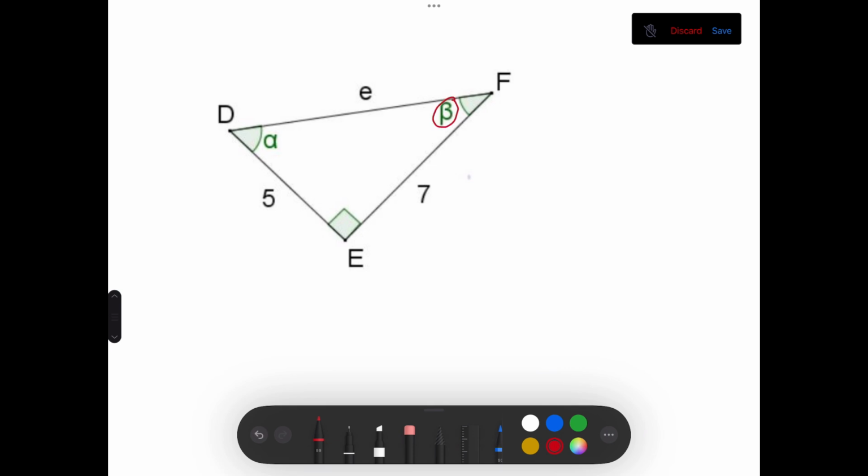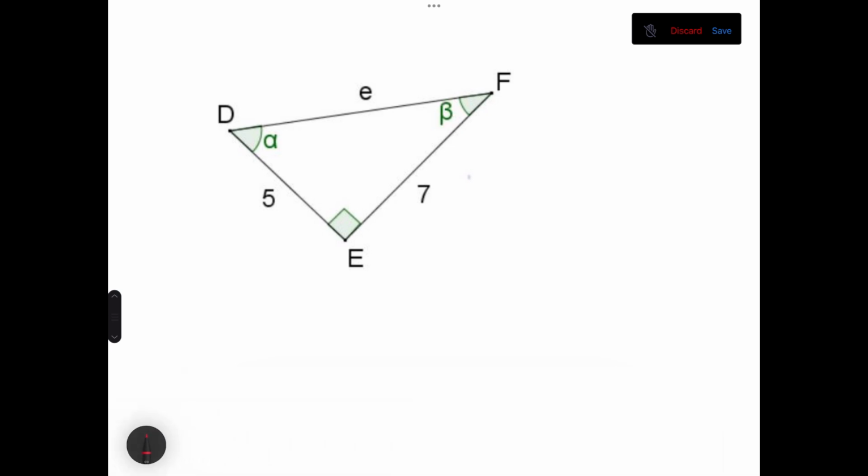Okay, so we have angle beta, we have angle alpha as well. You can use either one as your angle of origin, but in this case I will use angle beta, right? Opposite angle beta is my opposite side, and opposite the 90 degrees is my hypotenuse, and what's left is my adjacent, which is 7. So the question here would be, for example, determine the length of E, side E, or it could be the length of DF. It could be either way.